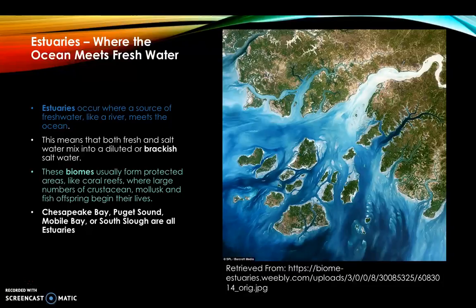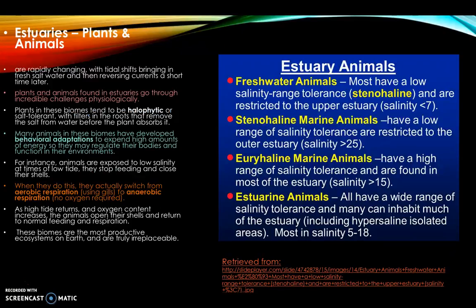Some examples of areas that you may have heard of that are also estuaries, which you may not have known, would be Chesapeake Bay, Puget Sound, Mobile Bay, or South Slope. The plants and animals in these areas obviously have to be able to control the amount of salt that's entering their systems, or they wouldn't be able to survive.